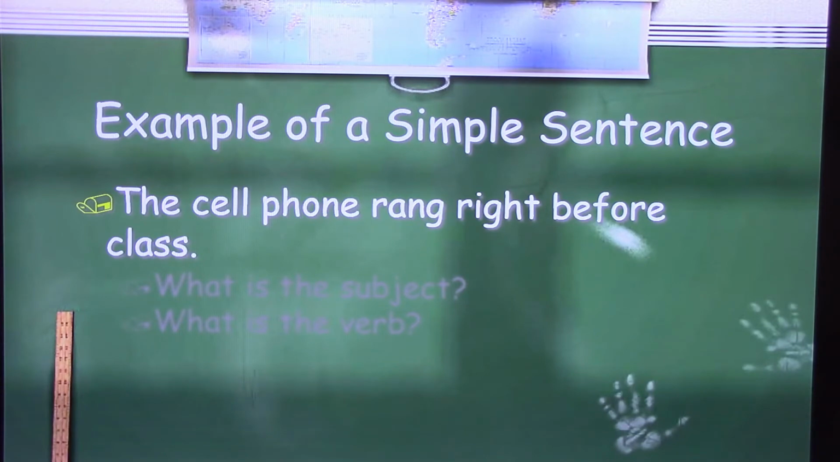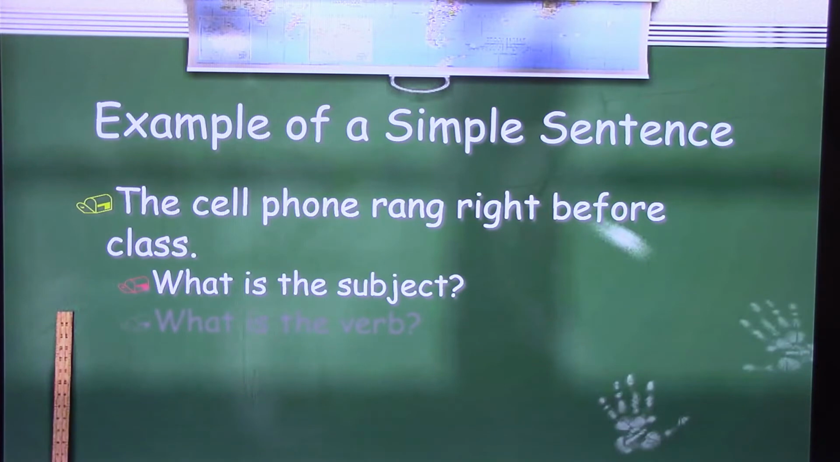Now, there are two questions that you need to ask yourself here so that you can understand. One, what is the subject in the sentence? What is the subject? Oh, yeah, I think you're right. The subject here is the cell phone. It is the one which is doing the work in this sentence, the one which rang. So it is the subject, the doer of the action in this sentence.